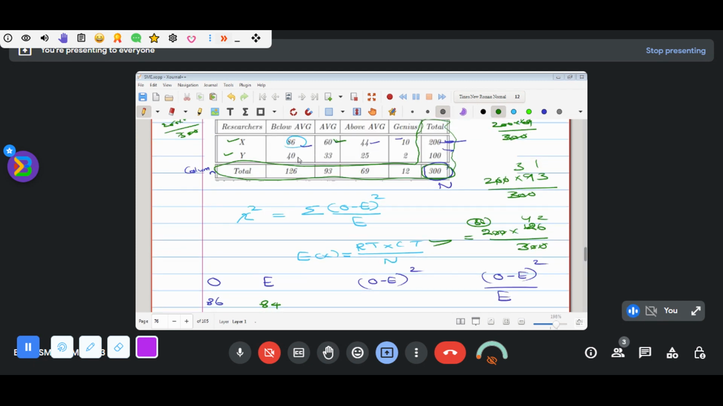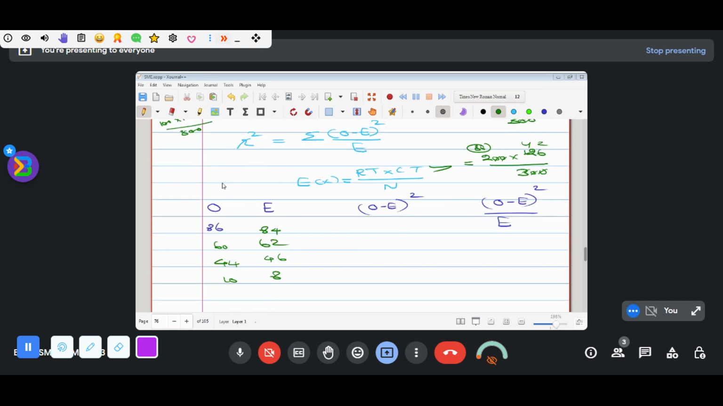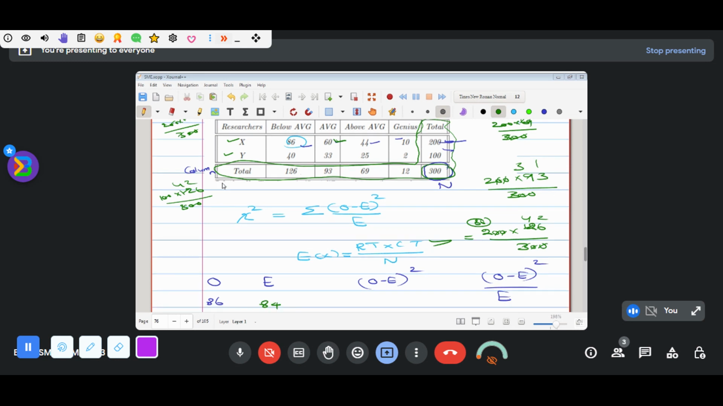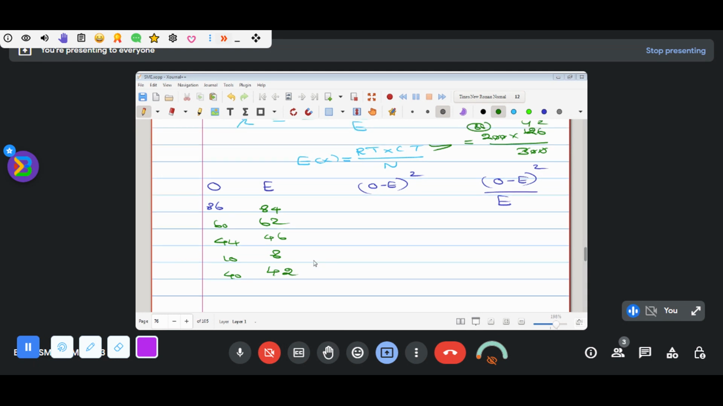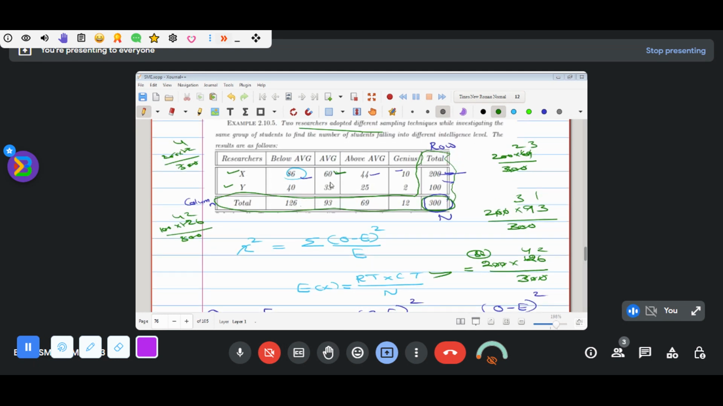Similarly, you can find the next one, 40. For 40, the row total and column total give 100 into 126 divided by 300. The double zero is cancelled, and 4 times 2 is 42. What is the corresponding expected value? The expected value for 40 is 42.